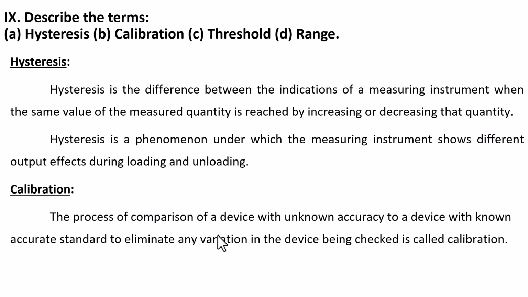Next question, describe the terms hysteresis, calibration, threshold, and range. Hysteresis is the difference between the indications of a measuring instrument when the same value of the measured quantity is reached by increasing or decreasing that quantity. Hysteresis is a phenomenon under which the measuring instrument shows different output effects during loading and unloading.